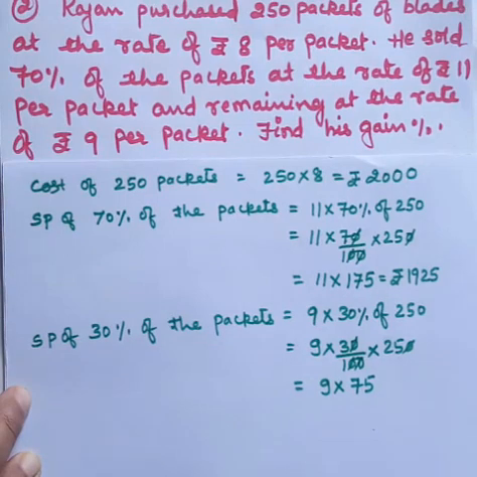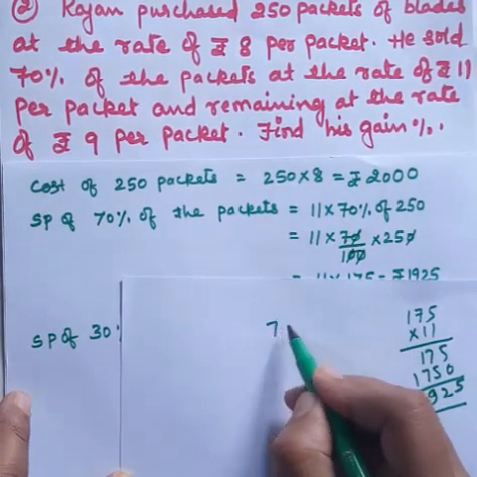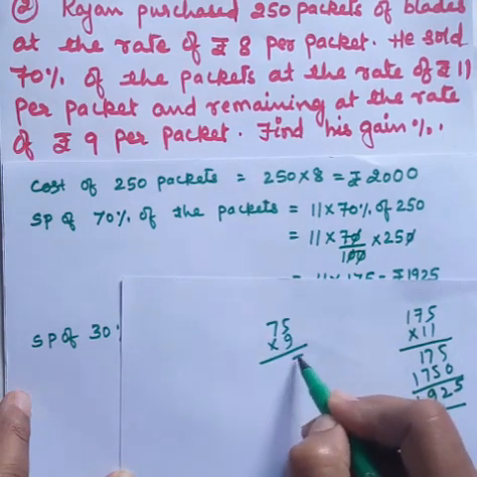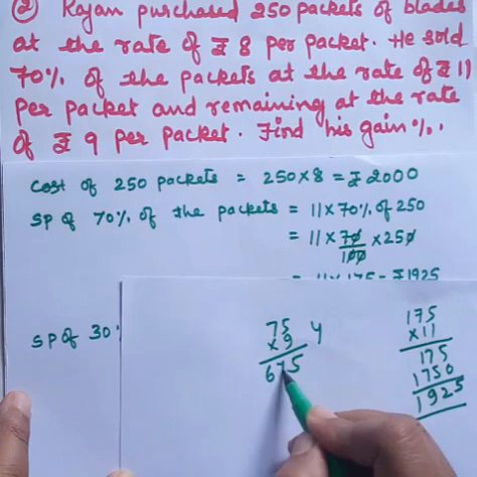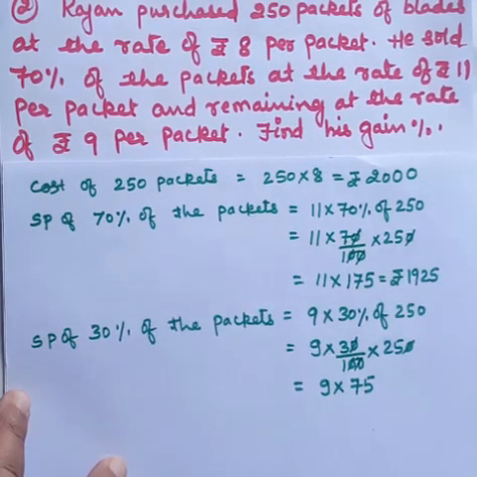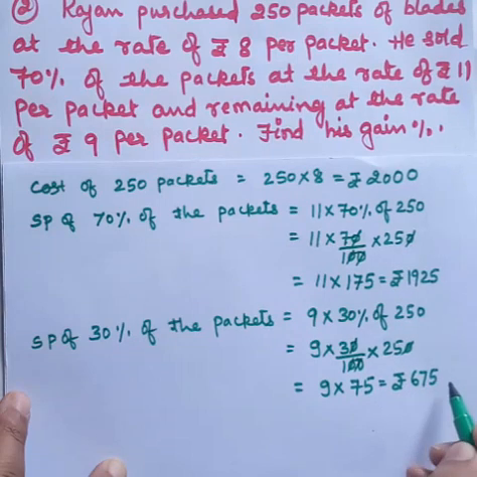This is equal to 9 into 25 3s are 75. So let us see how much is 75 into 9. 75 into 9. 9 5s are 45, 4. 9 7s are 63 and 4 67. 675. This is equal to rupees 675.